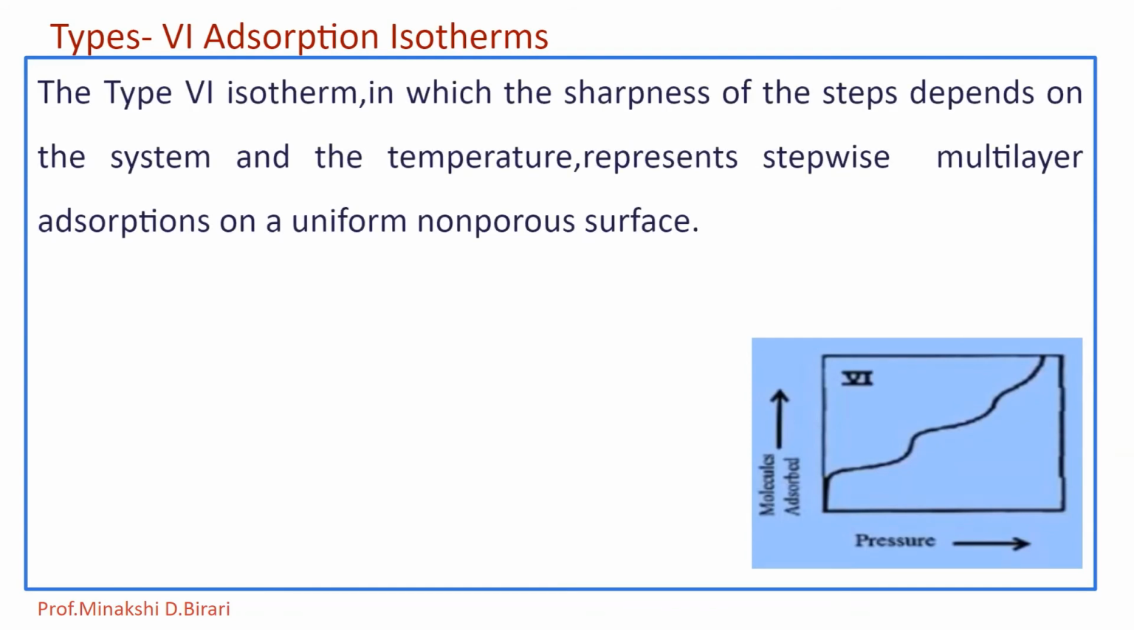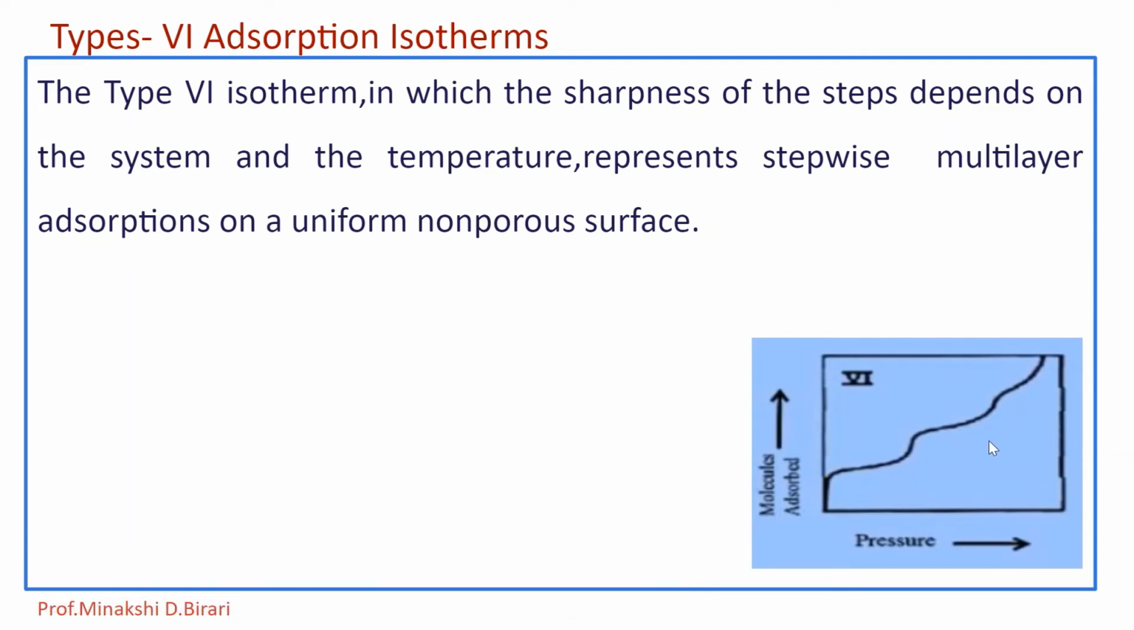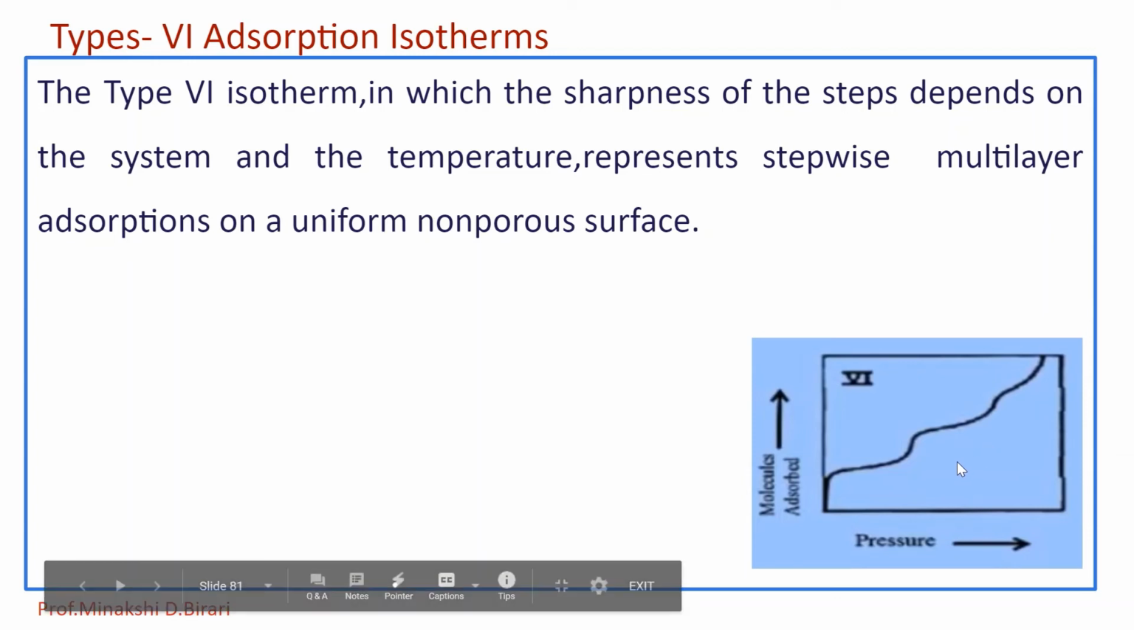So the type 6th adsorption isotherm, in which the sharpness of the steps depends on the system and the temperature, represents the stepwise multilayer adsorption on a uniform non-porous surface. In this, the step height represents the monolayer capacity for each adsorbed layer, and in the simplest case remains nearly constant for 2 or 3 adsorbed layers.